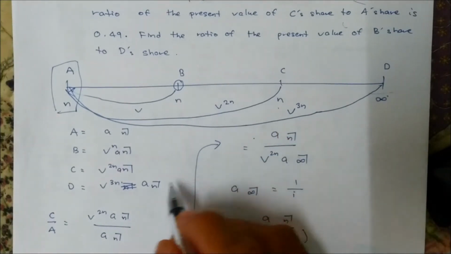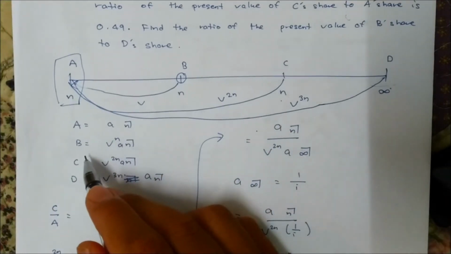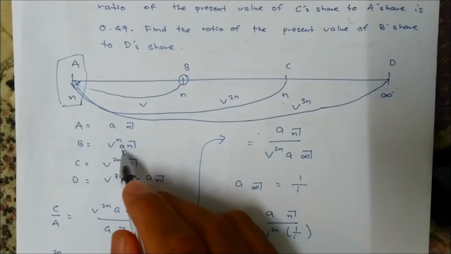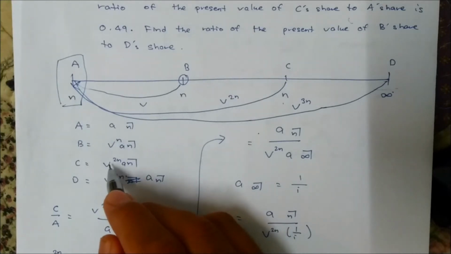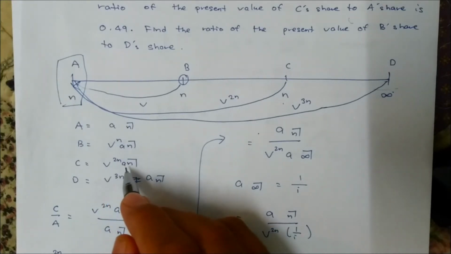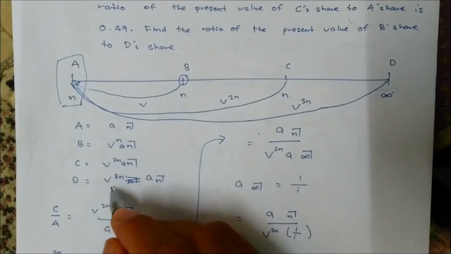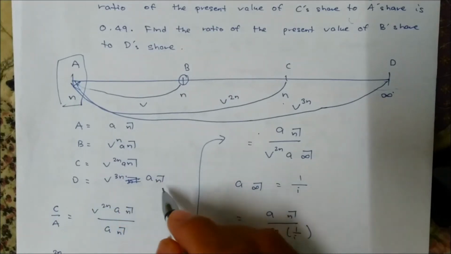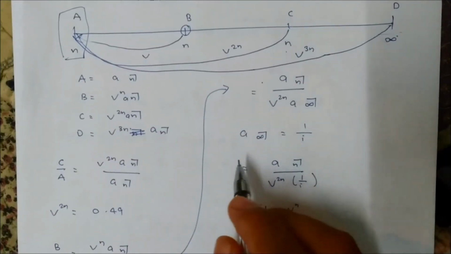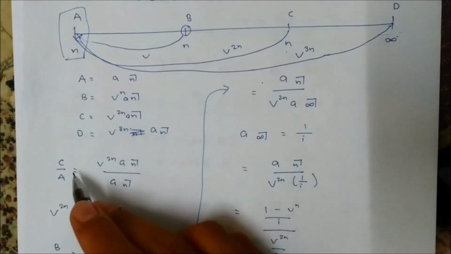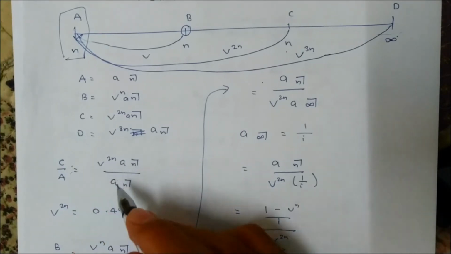So the expression for B is V to the power of N times A angle N. C will become V to the power of 2n times A angle N, and D is V to the power of 3n times A angle N. So we need to find the exact ratio, the expression ratio for C to A, which is here.